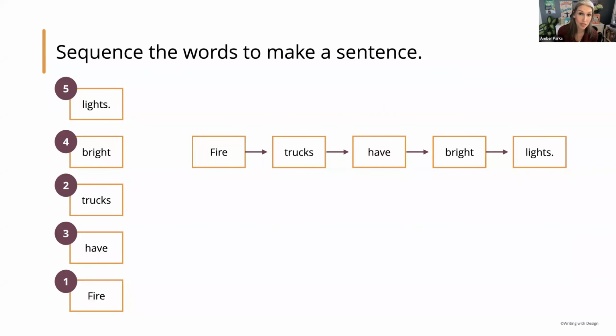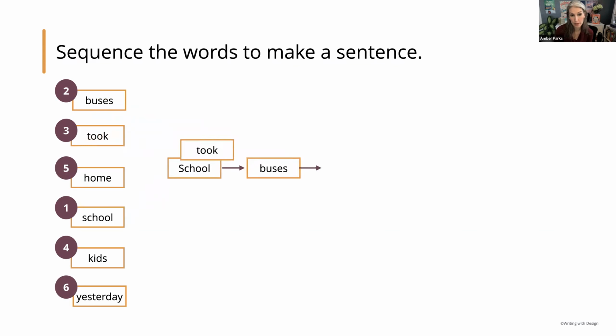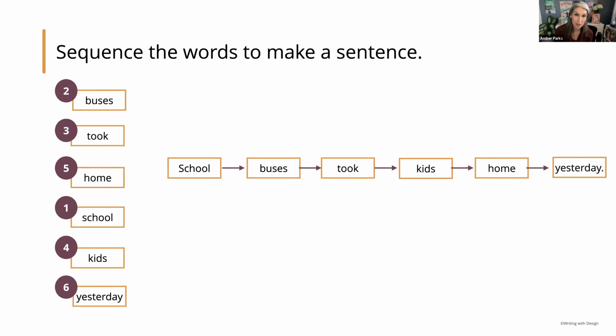For upper grade students, you could lengthen the sentence and also take away the scaffolds of the capital and the period, right? So if you take a look at this one, we don't have the help of a capital or a period to figure out what's first and what's last. So we've got buses, took, home, school, kids, yesterday. It almost makes sense in that order. It's a little bit of a strange sentence structure, but we can start to play around with school, buses, took kids home yesterday. That's one way. And so then we're going to work on capitalizing school, putting all of the words in order. And then when we get to the last word, we're going to add in our period.